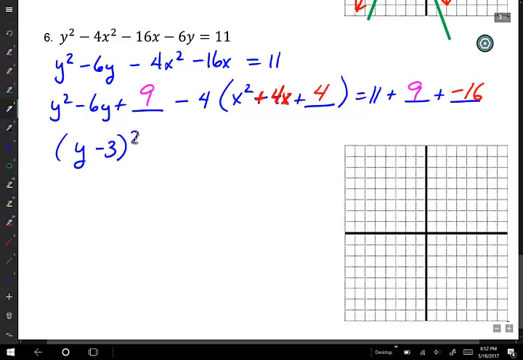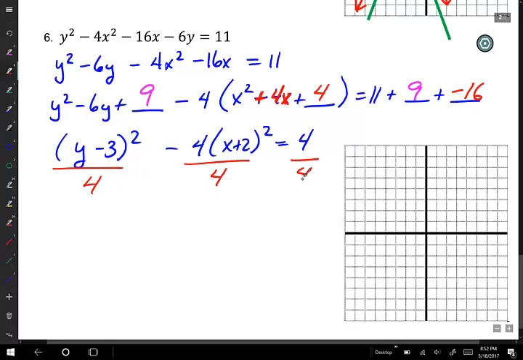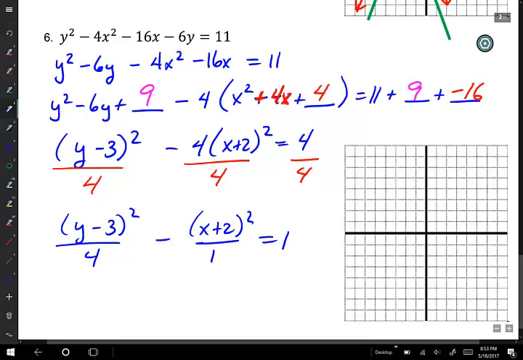So now let's finish this up. Y minus 3 squared minus 4 times x plus 2 squared equals 20 minus 16, which is 4. One of the key ideas that you're going to realize is if the 4 does not go in evenly to the coefficients in front of the y squared and the x squared, you probably made a small calculation error somewhere with your numbers. Because when we divide everything by 4, we should get an answer that looks very simple, very straightforward. And here the 4's cancel, giving us x plus 2 squared over 1 equals 1.